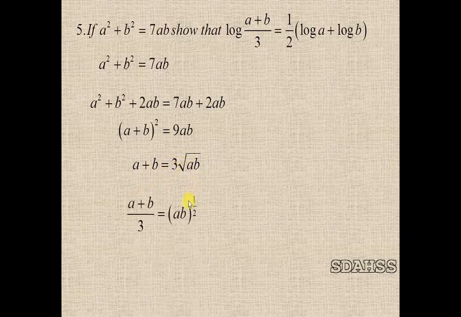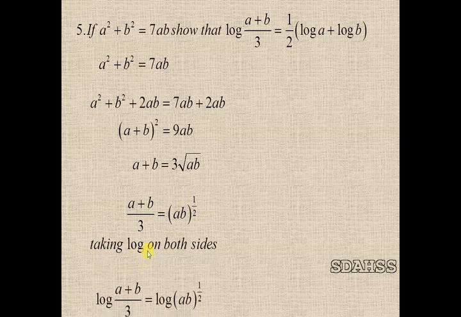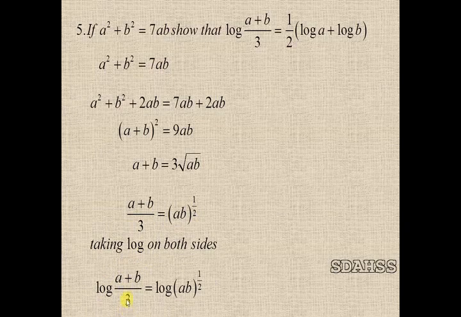Square root of ab can be written as (ab) whole power 1 by 2. Take this 3, it comes under the division. So (a plus b) by 3 is equal to (ab) whole power 1 by 2. Taking logarithm on both sides, this can be written as log of (a plus b) by 3 equal to log of (ab) whole power 1 by 2.